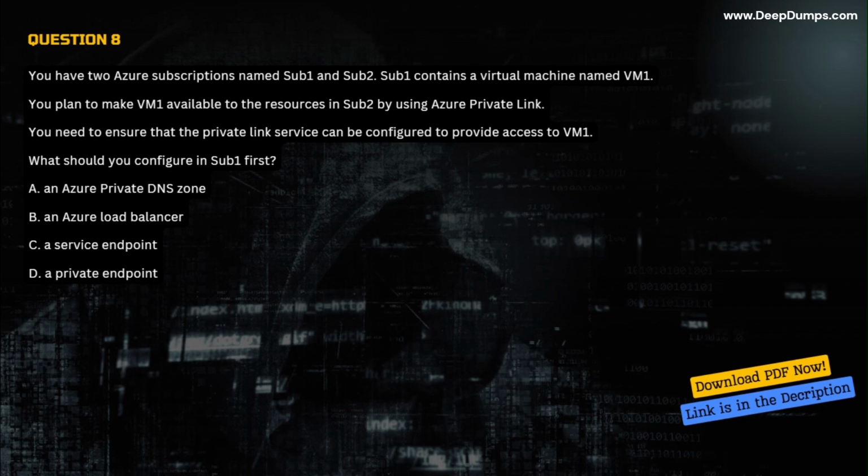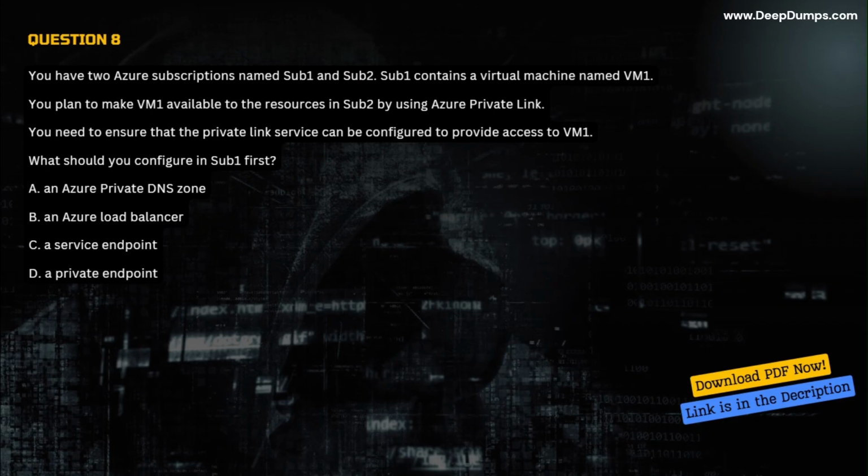Question 8. You have two Azure subscriptions named Sub1 and Sub2. Sub1 contains a virtual machine named VM1. You plan to make VM1 available to the resources in Sub2 by using Azure Private Link. You need to ensure that the Private Link service can be configured to provide access to VM1. What should you configure in Sub1 first?